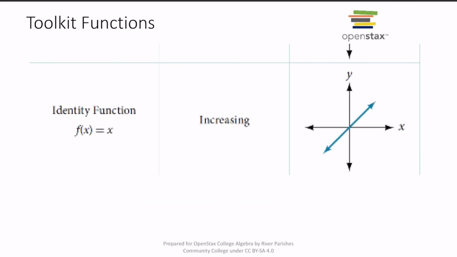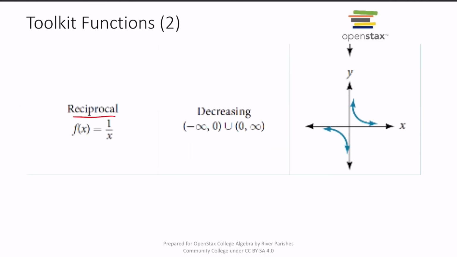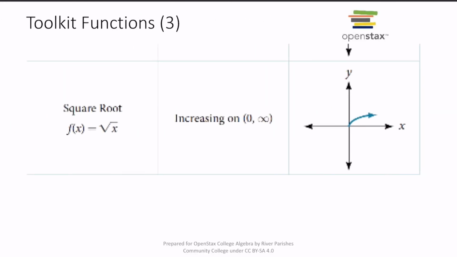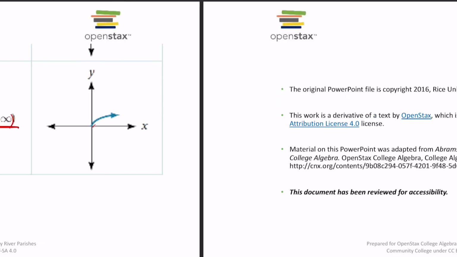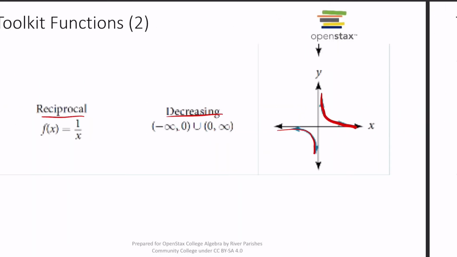Identity functions are increasing functions because they are only going in one direction. In the same way, reciprocal functions are decreasing functions because they are always decreasing from left to right. So it's always a decreasing function on both intervals. And a square root function is always an increasing function, but on the interval 0 to infinity, because it starts from 0 and goes towards infinity. This is how we can determine the common toolkit functions and their properties.